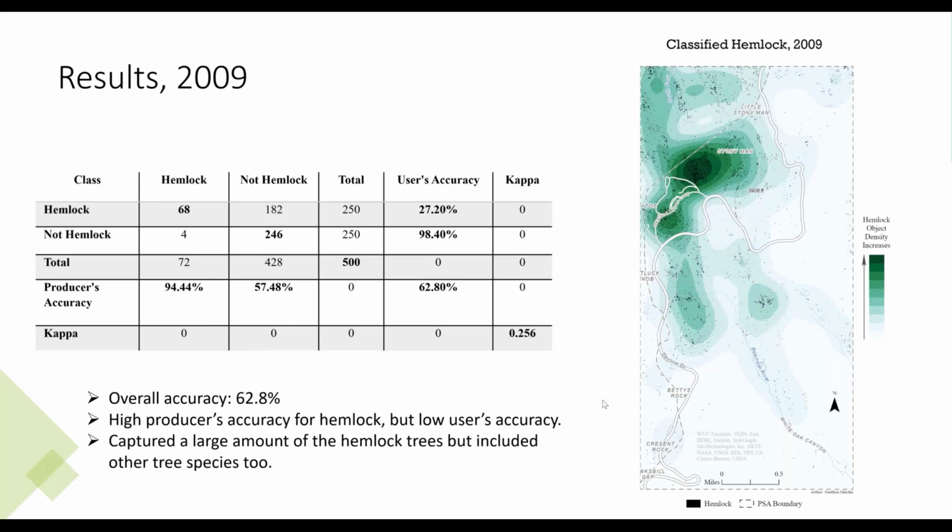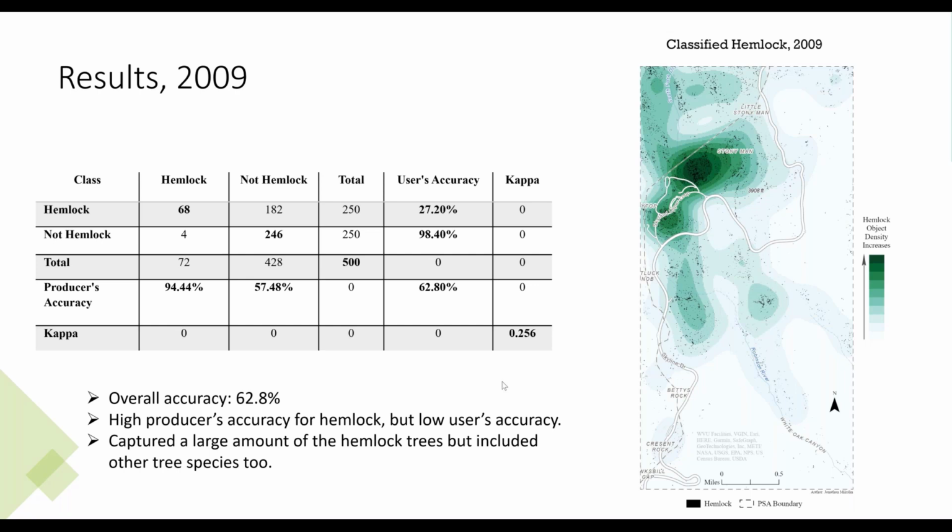All right, so this was my accuracy assessment for 2009 within the primary study area. I had an overall accuracy of 62.8%, and a relatively high producer's accuracy for the hemlock class, but a very low user's accuracy. What that really told me was that I captured a large amount of hemlock trees within that study area, but I also captured a lot of other tree species that were coniferous as well. So I had species confusion going on.